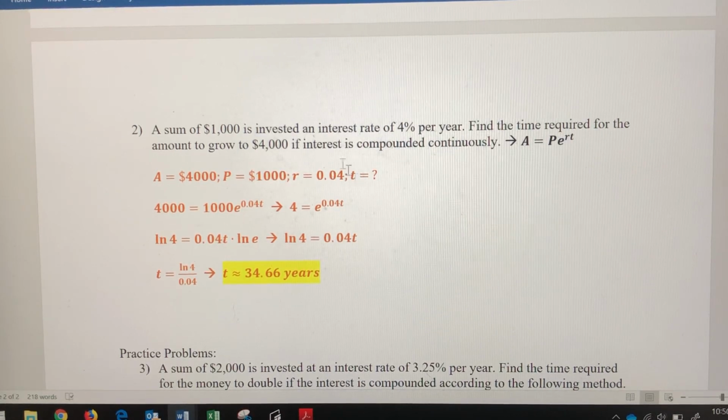So the time it takes to quadruple your money here from $1,000 to $4,000 is almost 35 years, so 34.66 years. And that's how you use the concept of solving exponential functions in a real world banking type of situation for compound interest.